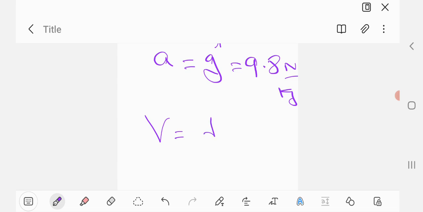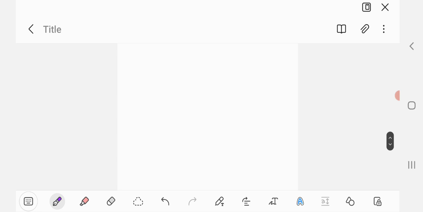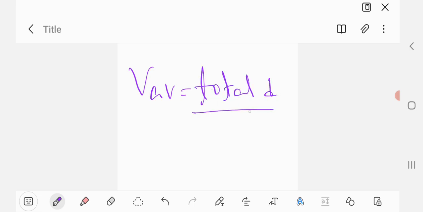The second thing, if an object is moving with constant speed, then you can use the formula: constant speed is equal to distance over time, or for constant velocity, displacement over time. You can also find the average speed by using the same formula. Average speed is equal to total distance, or total displacement, divided by time. I hope this one will be clear to you.